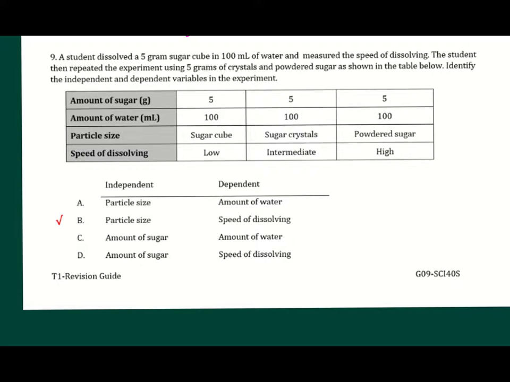Now we need to move to another point. In any scientific investigation or experiment, there should be some variables. Some variables we call dependent, and the others we call independent or controlled. What is the difference between them? Dependent variable is the variable that you measure in an experiment.